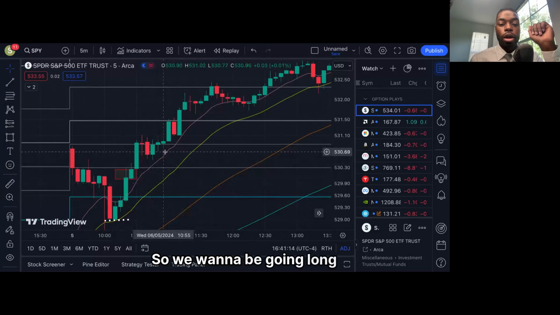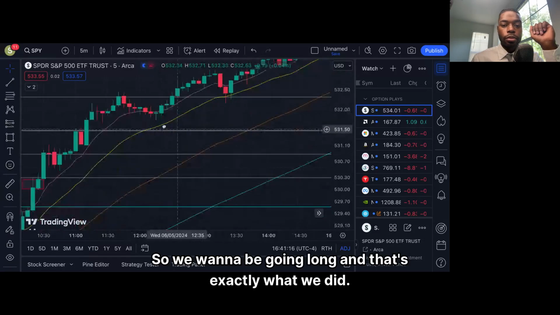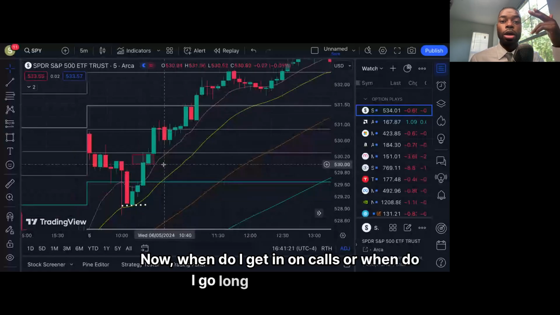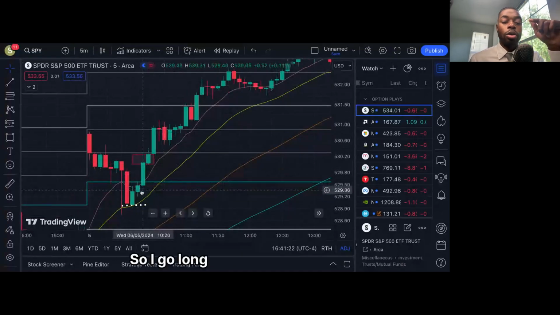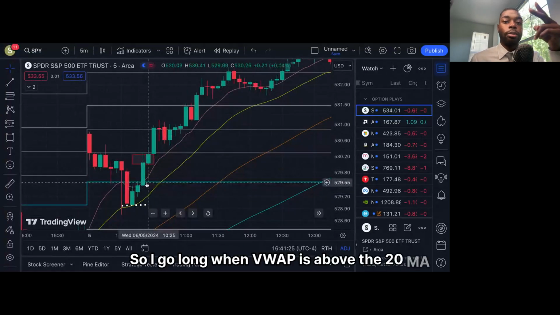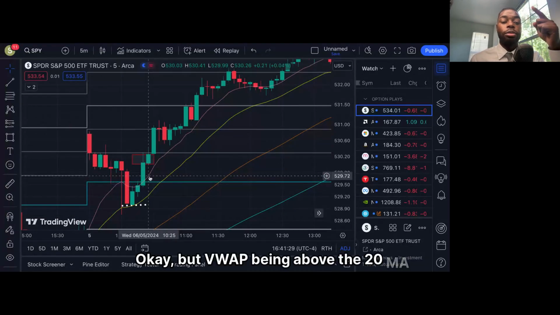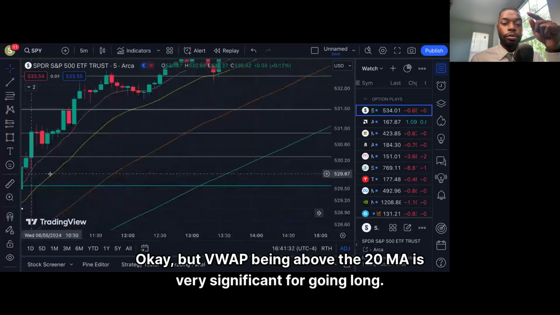So we want to be going long, and that's exactly what we did. Now, when do I get in on calls, or when do I go long? I trade options. So I go long when VWAP is above the 20 MA and I have other signs, okay? But VWAP being above the 20 MA is very significant for going long.